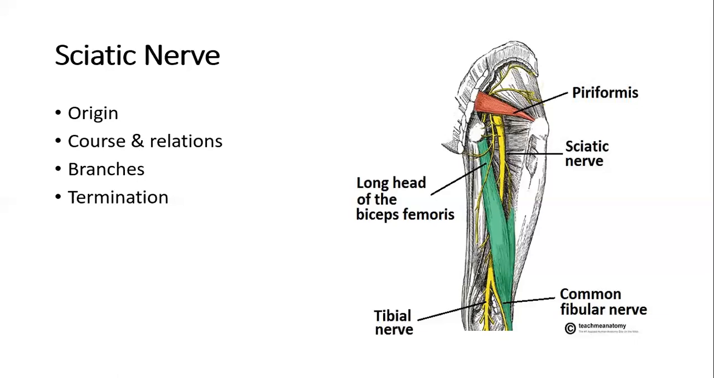Sciatic nerve does not give off any branches in the gluteal region. It is actually the main nerve supply of the muscles of the posterior compartment of the thigh and muscles of the leg and foot.